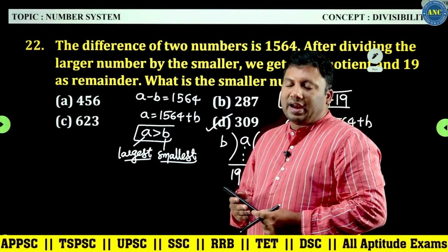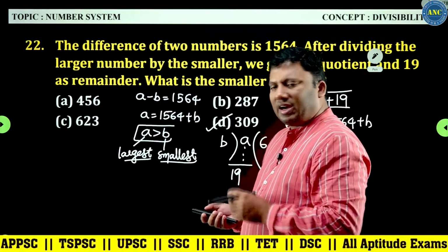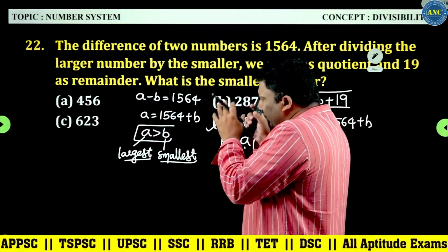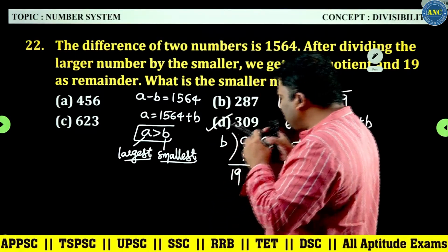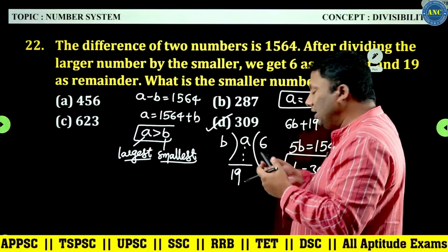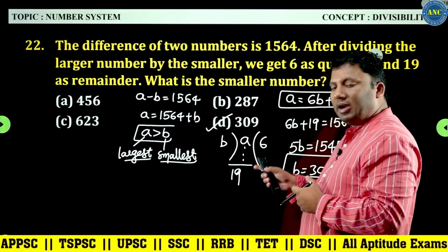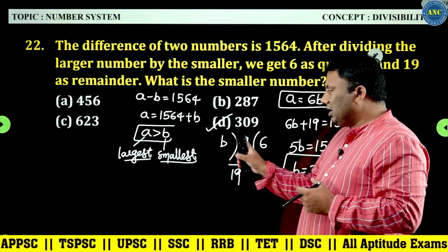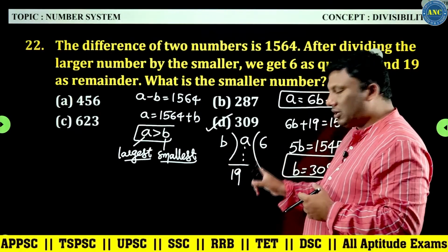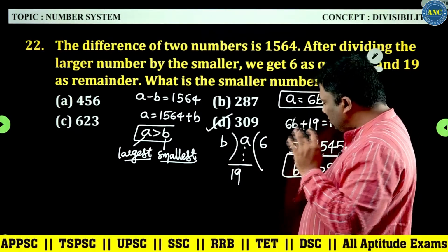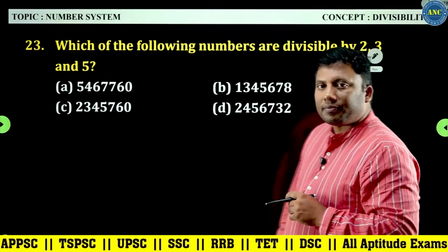I hope the idea is very clear, right? A is 1564 plus B. When I divide this A by B, the quotient is 6 and the remainder is 19. Dividend is divisor into quotient plus remainder. So use this, and you will get 309.